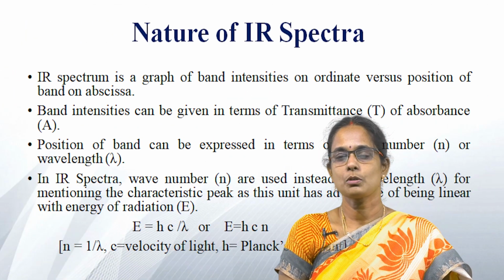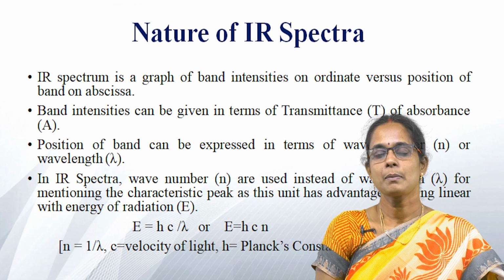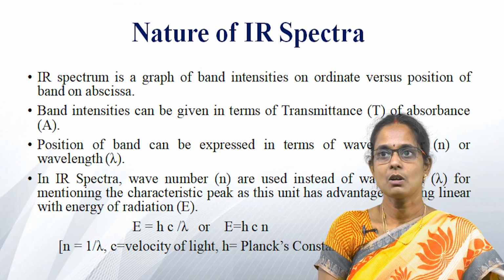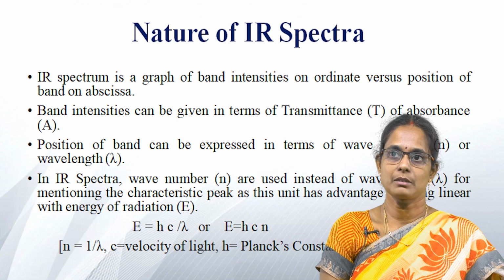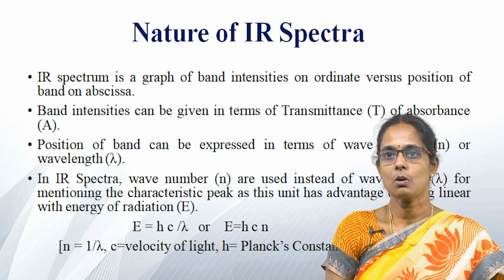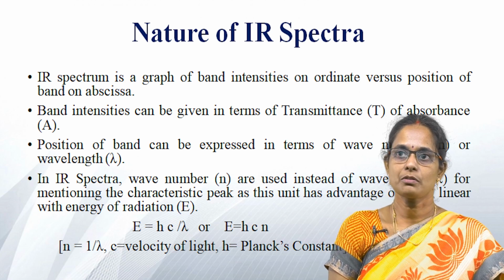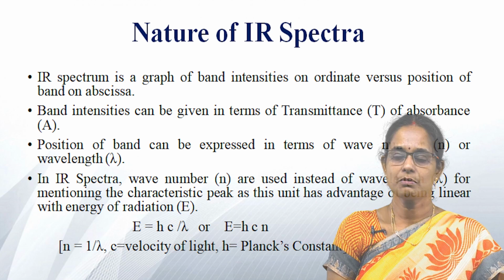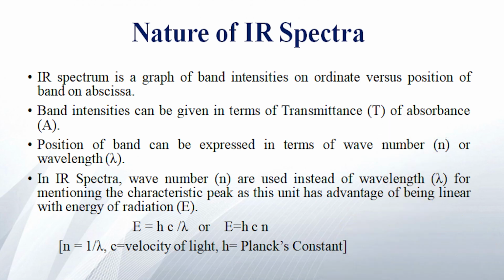In IR spectroscopy, the nature of the IR spectrum is a graph of band intensities, or ordinate, versus position of band. Band intensities can be given in terms of transmittance or absorbance. The position of the band can be expressed in terms of wave number or wavelength, denoted as n or lambda. In IR spectra, wave number is used instead of wavelength for mentioning the characteristic peak, as this unit has the advantage of being linear with the energy of radiation.